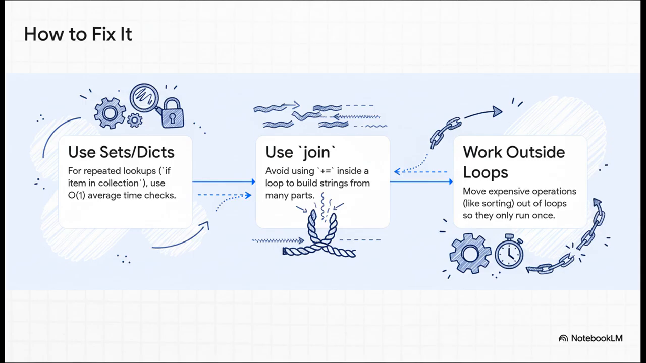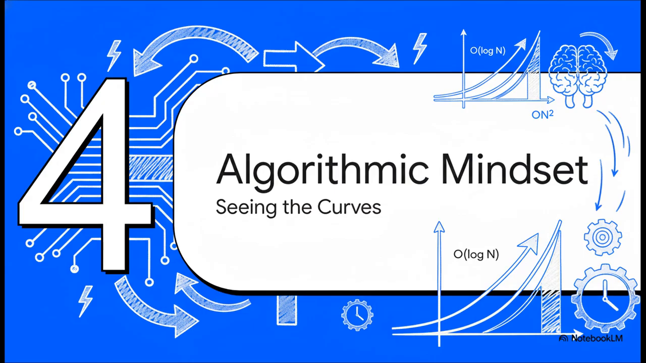Just do it. And third, this one's a biggie. Always look for expensive work you're doing inside a loop that could be done just once before the loop even starts. At the end of the day, this isn't really about just memorizing a few code tricks. It's much bigger than that. It's about developing a new way of seeing your code, an algorithmic mindset that helps you predict how your code is going to behave under pressure.